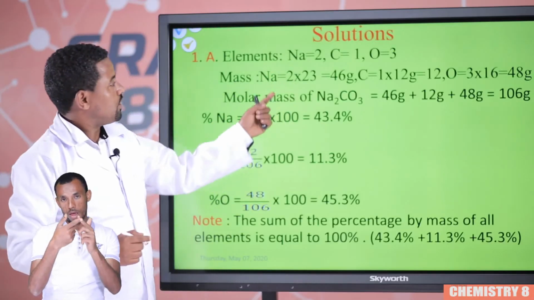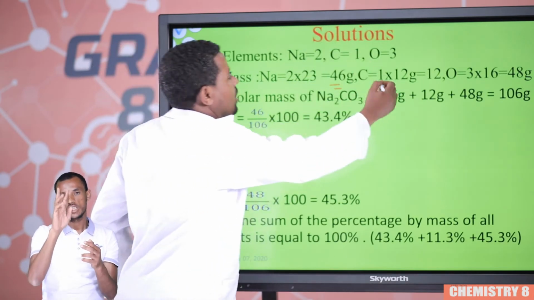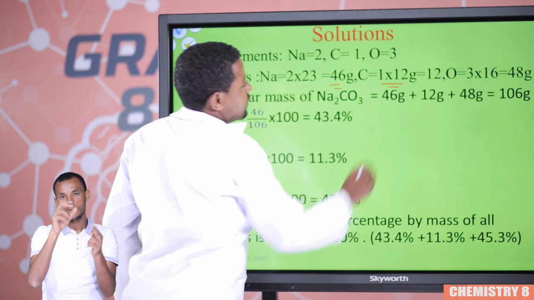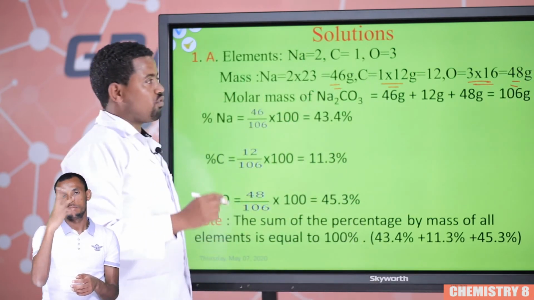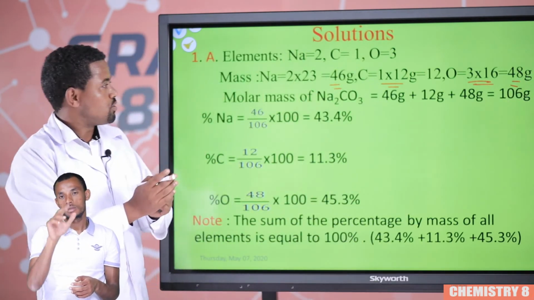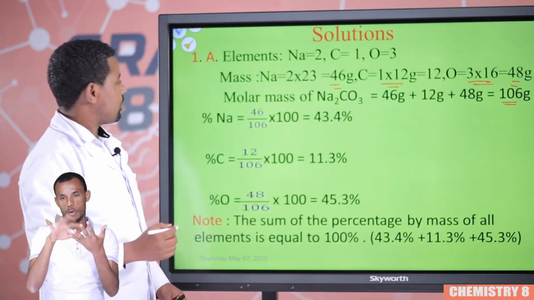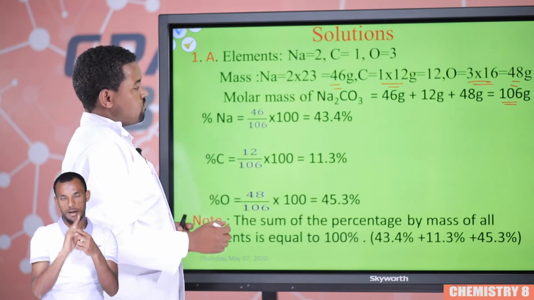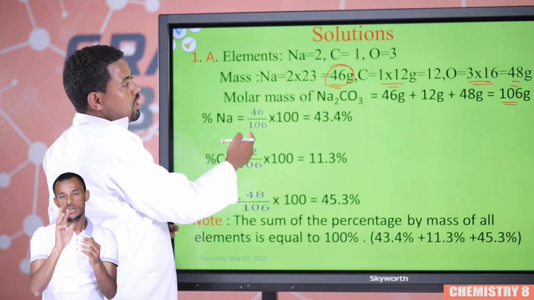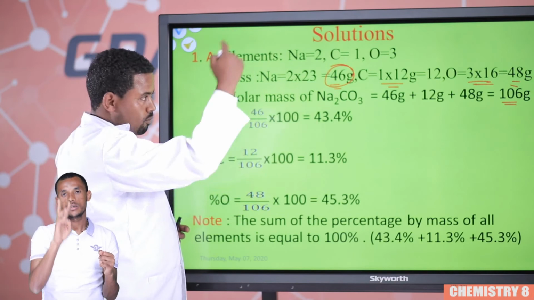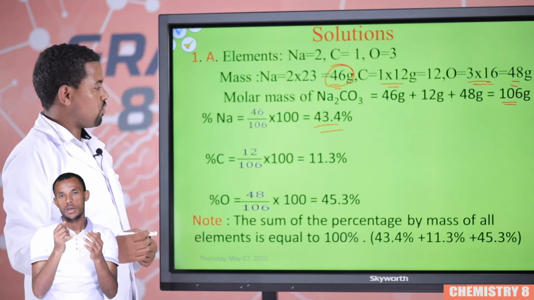The mass of each element: 2 times 23 gives 46, 1 times 12 gives 12, and 3 times 16 gives 48. Then you sum these up, and you are provided with the molar mass of the compound, which is 106 grams. And the percentage by mass of sodium is equal to 46, the total mass of sodium, divided by 106, the molar mass of sodium carbonate, times 100%, which gives 43.4%.